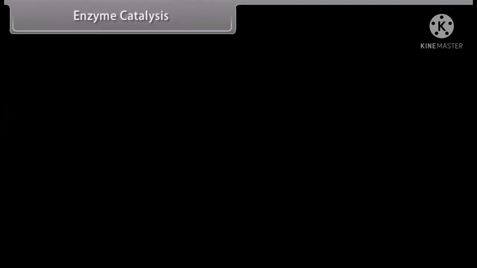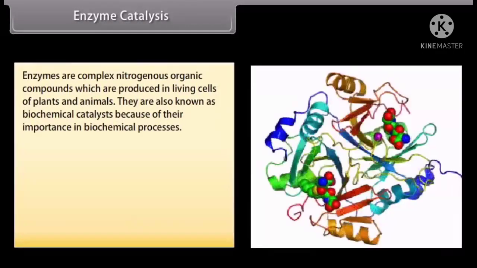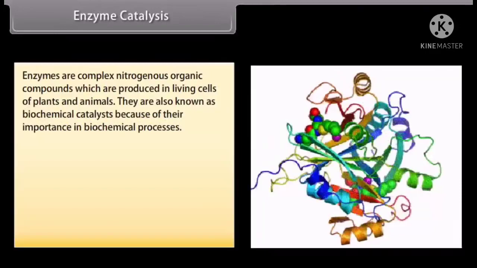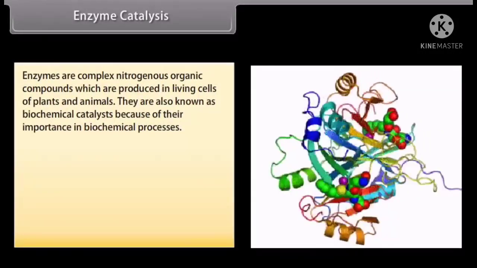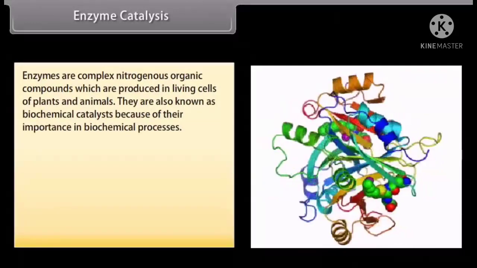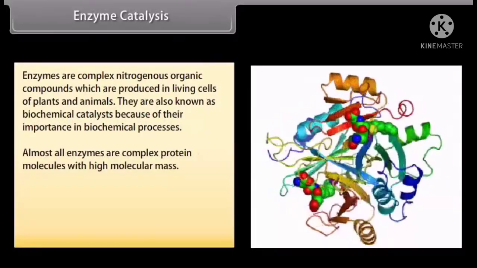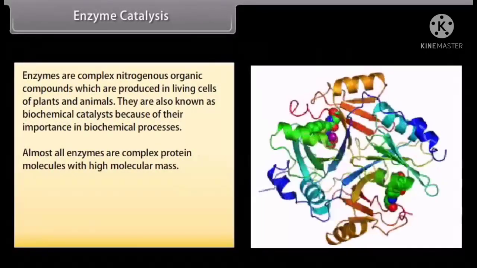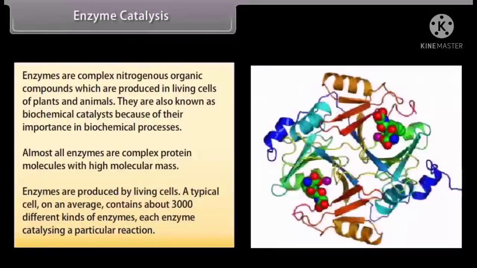Enzyme catalysis. Enzymes are complex nitrogenous organic compounds which are produced in living cells of plants and animals. They are also known as biochemical catalysts because of their importance in biochemical processes. Almost all enzymes are complex protein molecules with high molecular mass. Enzymes are produced by living cells.